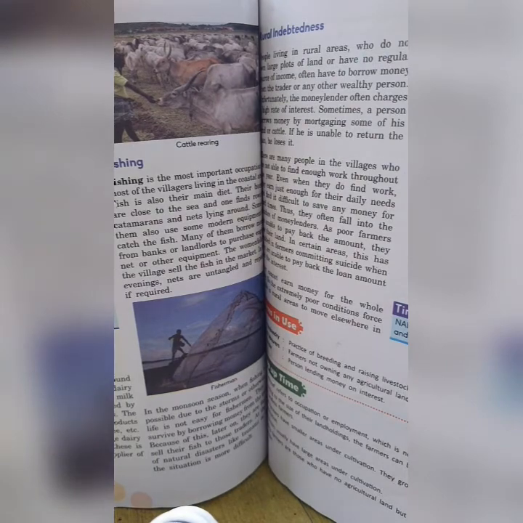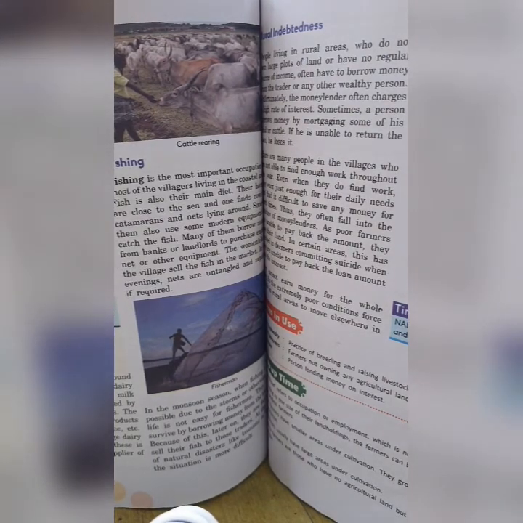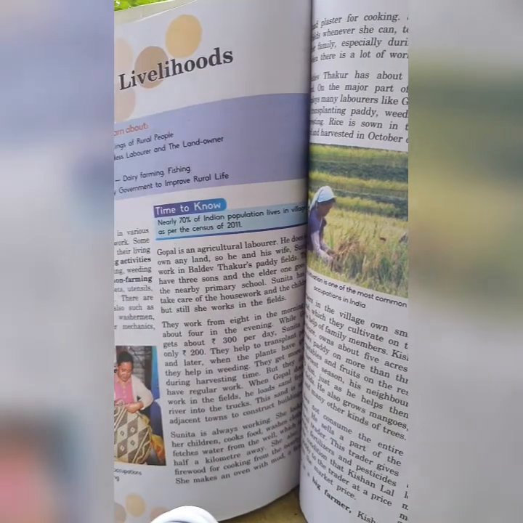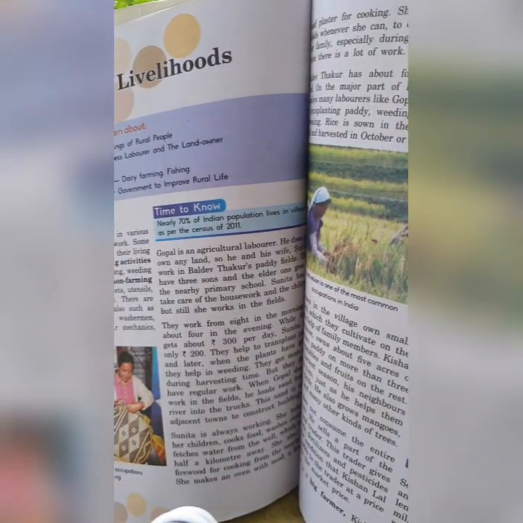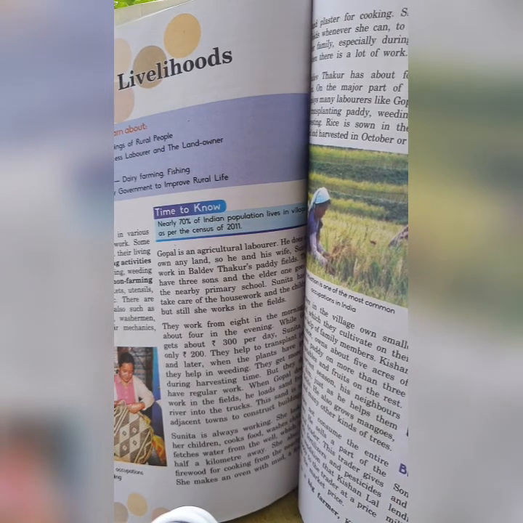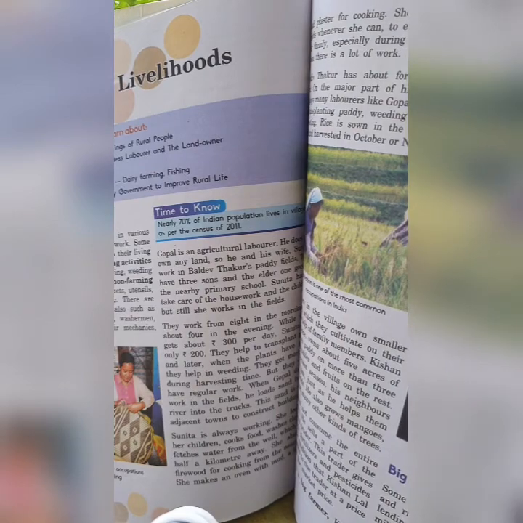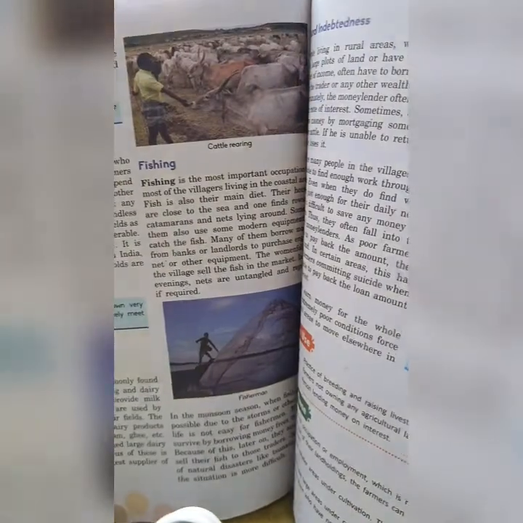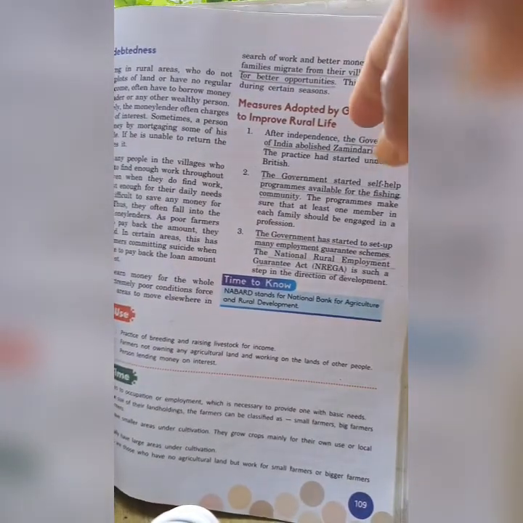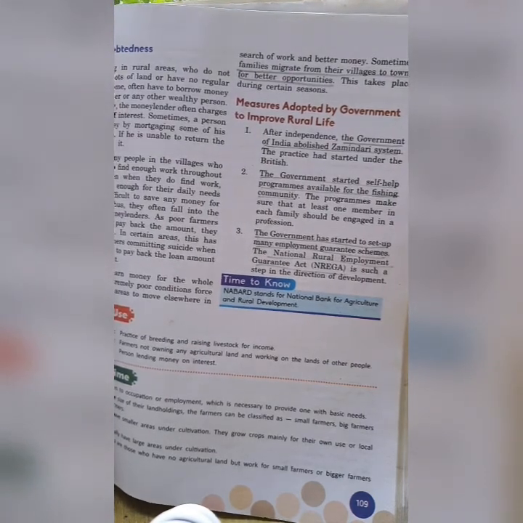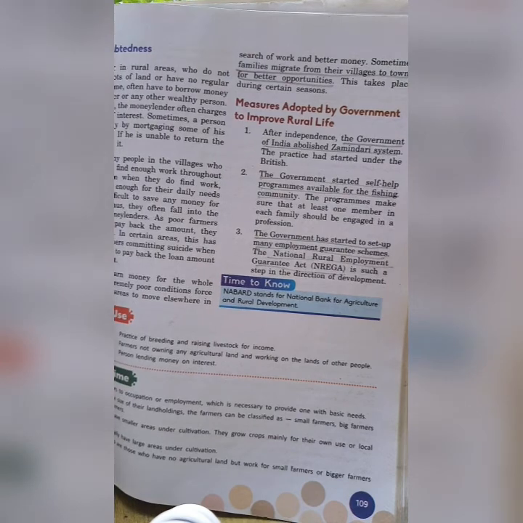And that is the lesson that we covered today: rural livelihood. We discussed their occupations, which are farming activities and non-farming activities. We talked about the farmers, smaller farmers and bigger farmers. And the government adopts some measures to improve the rural life of the people in the village. Rural means village. Okay, that is the lesson today.